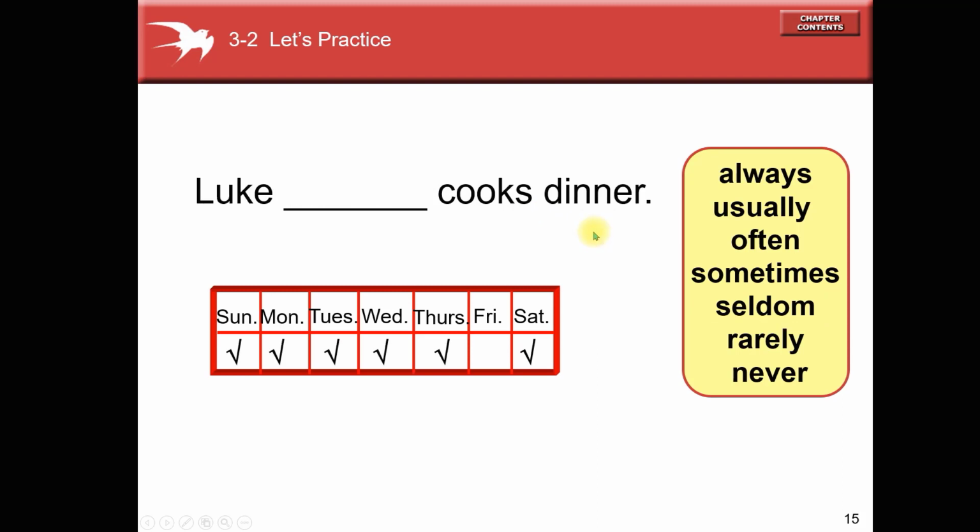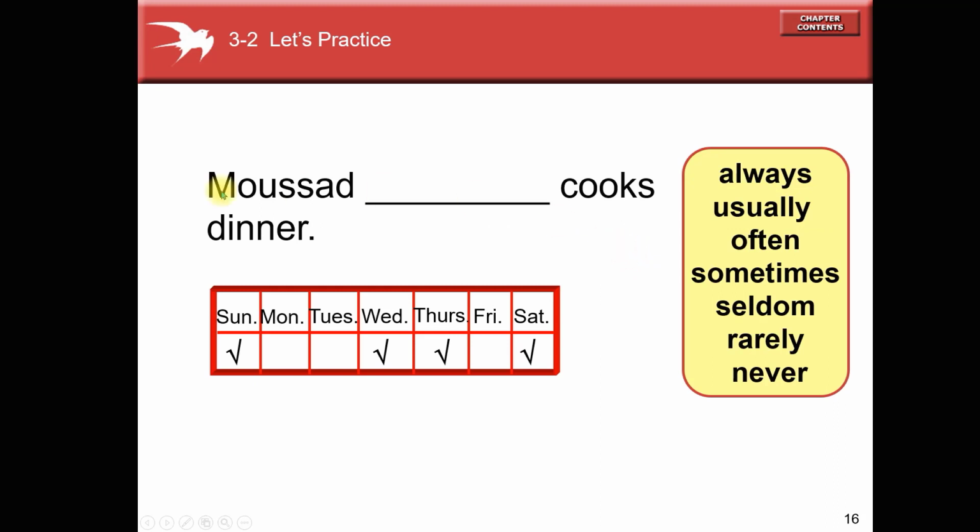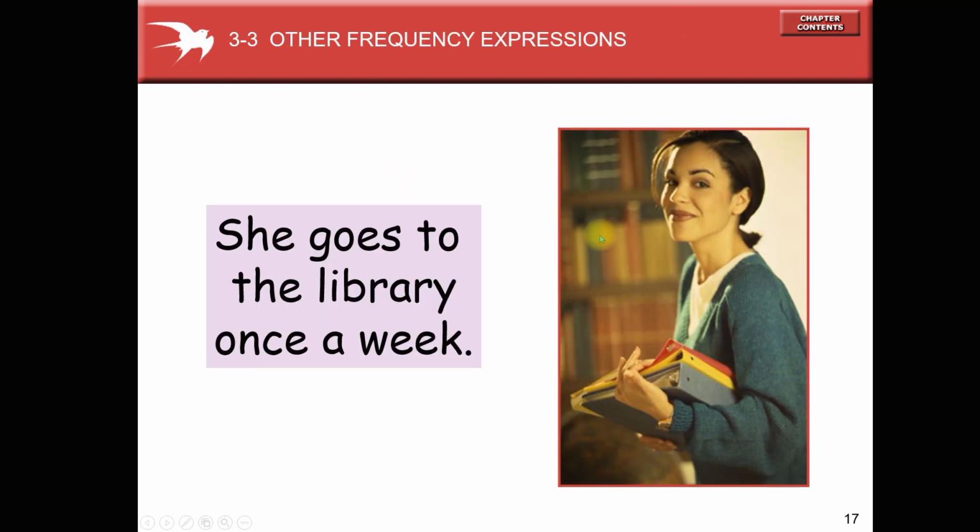Next, look, cooks dinner. Now, it's almost every day except on Friday. So what is the correct frequency adverb? Yes. Usually cooks dinner. Then, Mossad. Now, check this. On Sunday, Wednesday, Thursday, and Saturday. What is the correct alternative? Sometimes. Okay. Well, yeah, that is all.